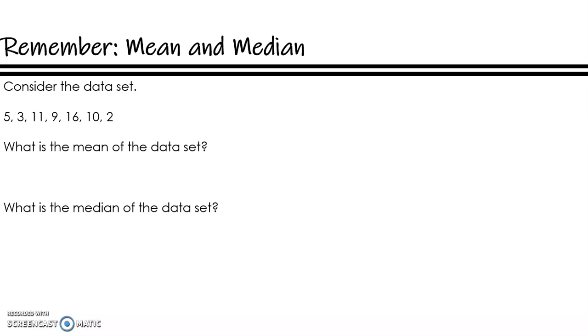Before we get started, let's review how to find the mean and how to find the median of a data set. So remember that the mean is also known as the average, so you're going to add your numbers, then you're going to divide by however many numbers there are.